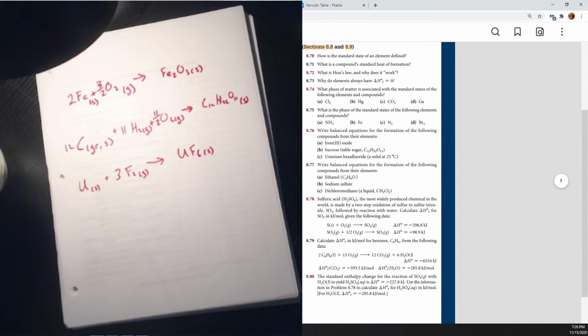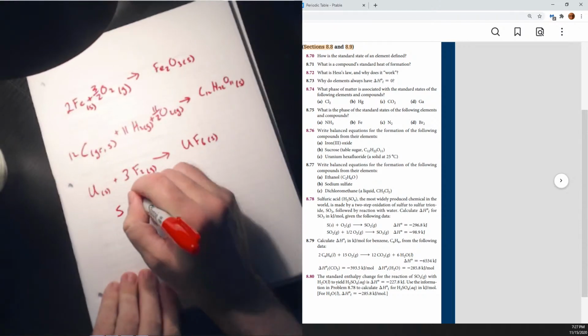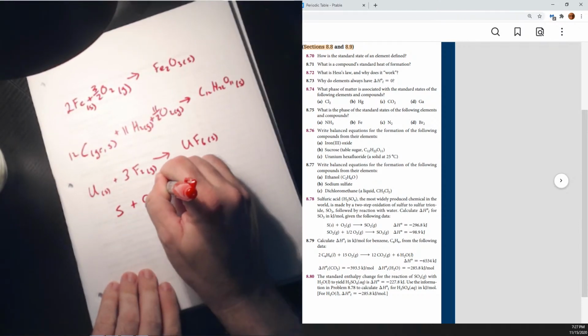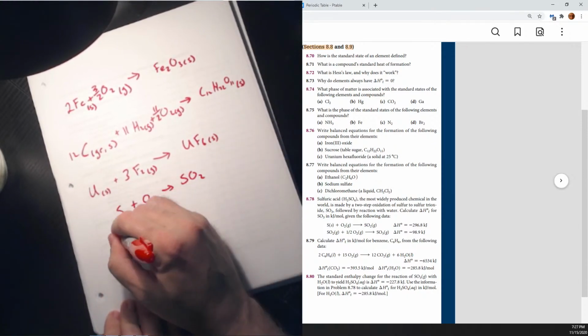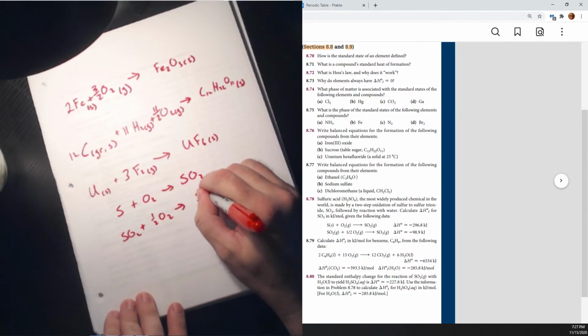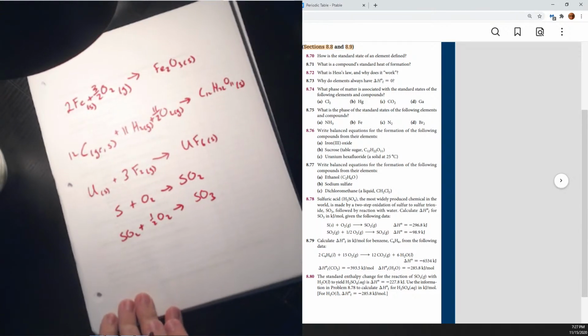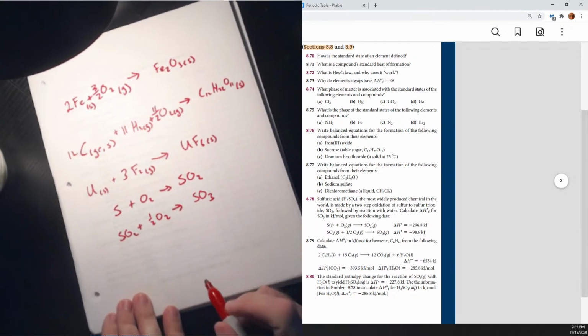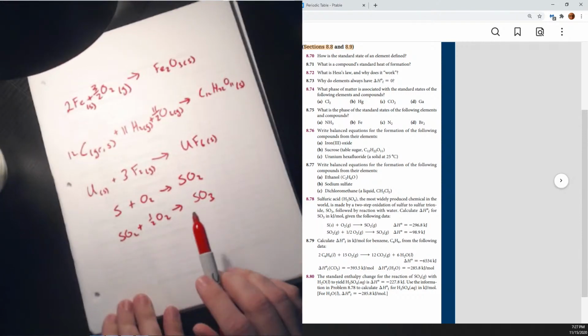78. Sulfuric acid, the most widely produced chemical in the world, is made by a 2-step oxidation of sulfur to sulfur trioxide, followed by reaction with water. Calculate the delta H formation for sulfur trioxide in kilojoules per mole, given the following data. All right, so our 2 reactions are sulfur plus oxygen makes sulfur dioxide, and then sulfur dioxide plus 1/2 oxygen makes sulfur trioxide. So what we're trying to get is sulfur plus 3/2 oxygen makes sulfur trioxide.